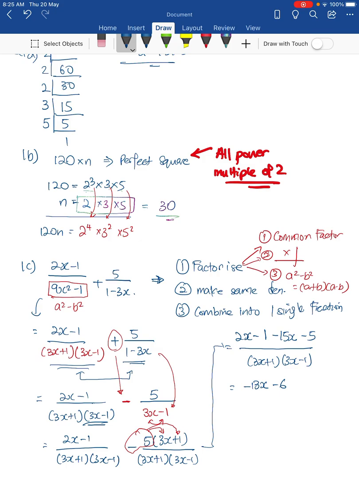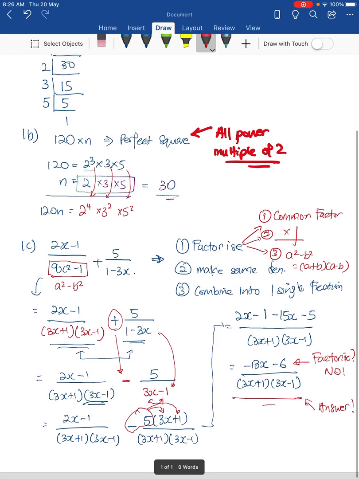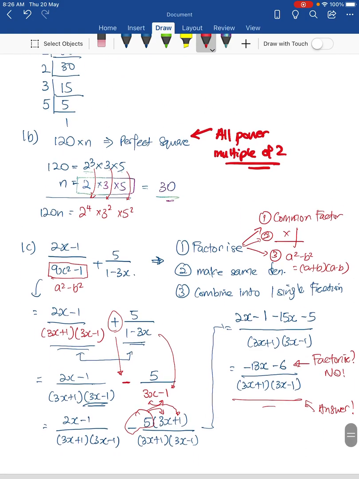Let me just check. So then over 3x plus 1 and 3x minus 1. Last step, of course, you have to check whether we can factorize this. If we can factorize, we have to factorize and try to reduce to the lowest term if possible. But in this case, this cannot be factorized, so this is the answer.